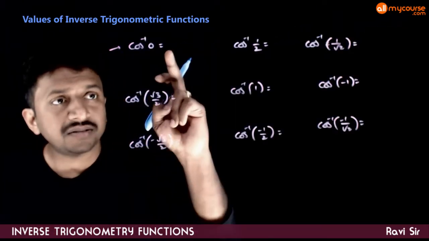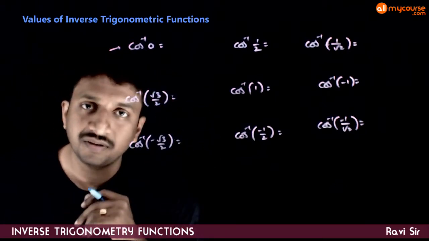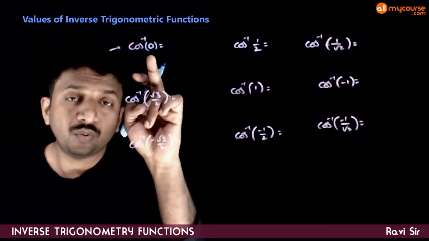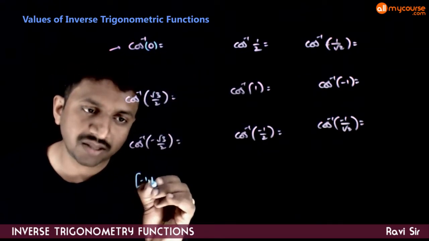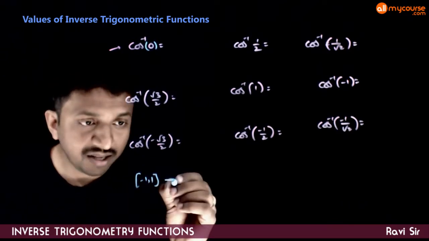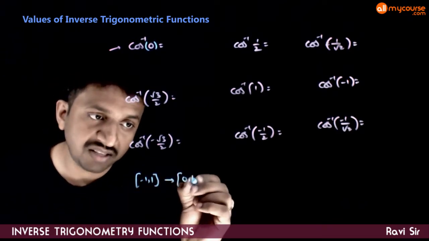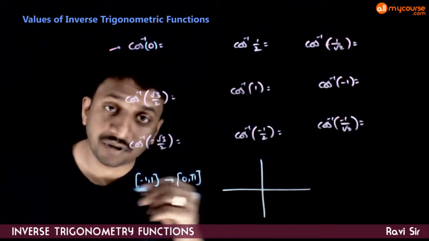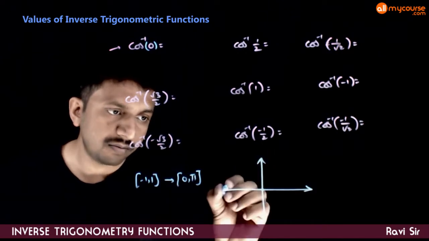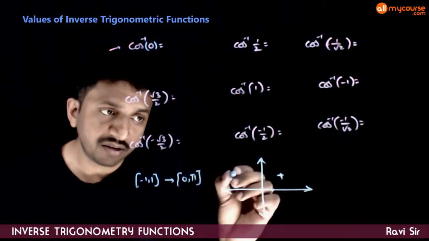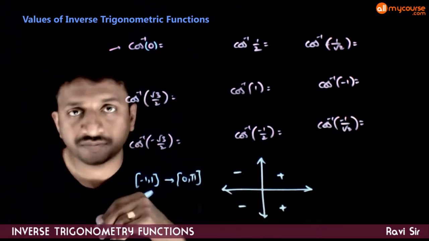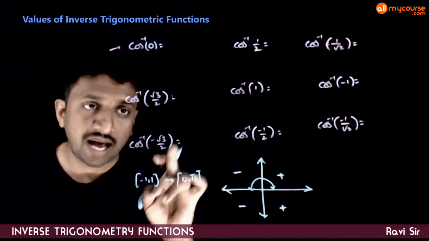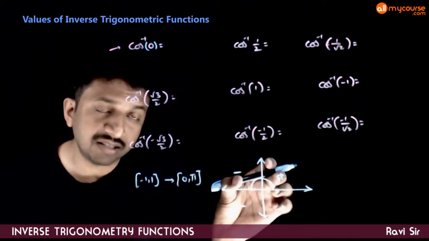Next, let us try to see how to find the values of cos inverse. Again, cos inverse is a function which takes in numbers between minus 1 and plus 1 and gives out angles between 0 and pi. So if you draw the quadrant diagram for cos, cos is positive here, negative, negative, positive. And the range of cos inverse is 0 to pi. So the answers that you get here are some angles between 0 and pi.